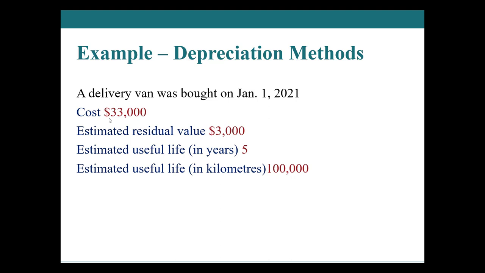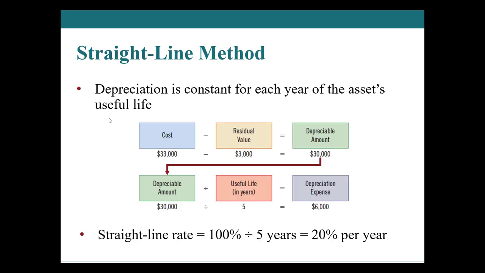All right, here are the numbers, people. Straight line depreciation method. We like straight line because it says, cool, what's your cost? $33,000. What's your residual value? $3,000. Cool. $30,000 will be depreciated over time. How much time? Well, 5 years of useful life, which means that each year we will depreciate this asset by $6,000.